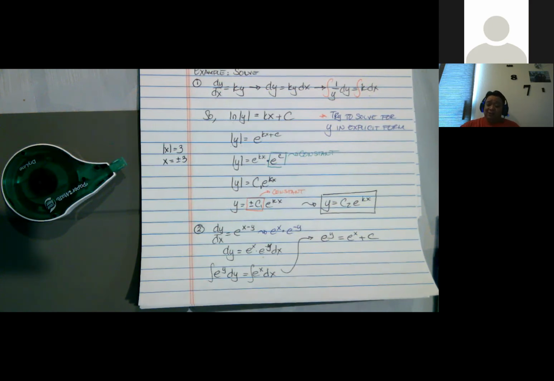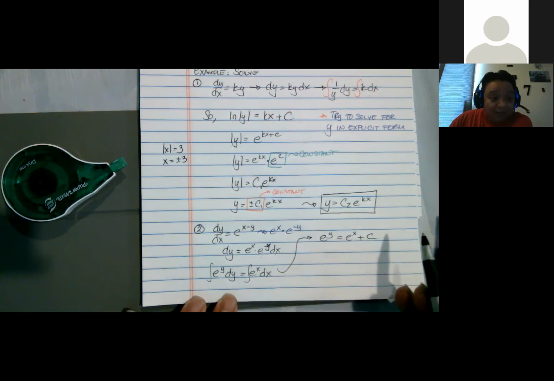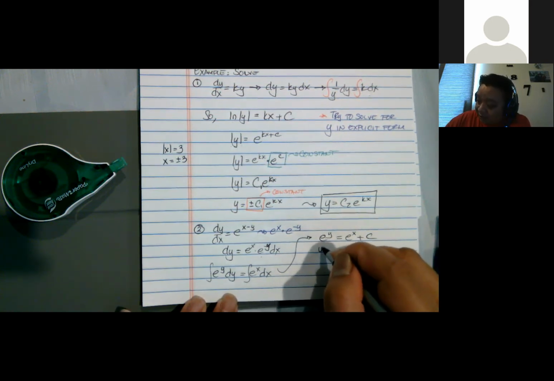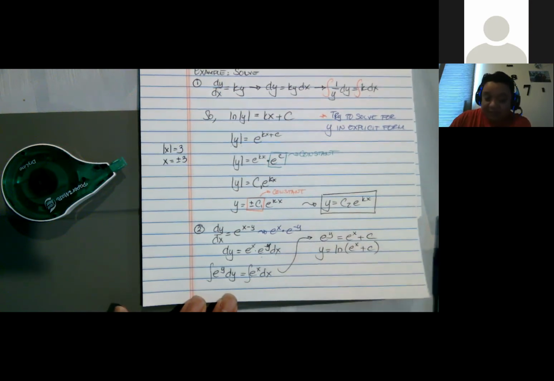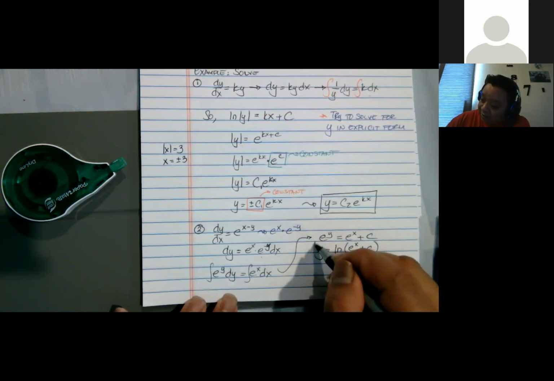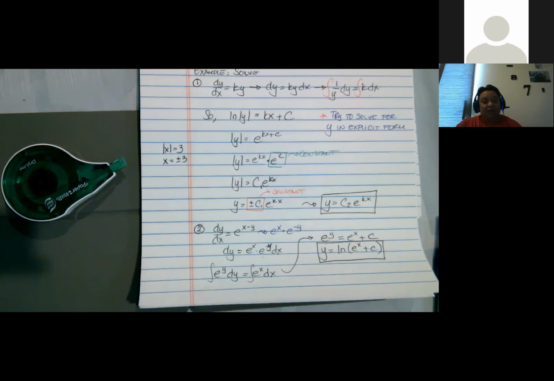All right, and then again, as much as possible, try to get the explicit form, right? So how do you get rid of the e? You take the natural log. So when you take the natural log of both sides, you get y is equal to ln of e to the x plus c. And notice there's nothing to simplify, and so this turns out to be your final answer. Any questions on this? Any questions?